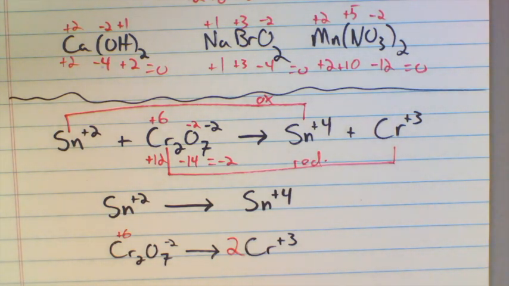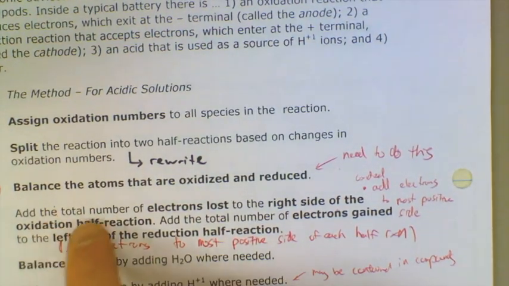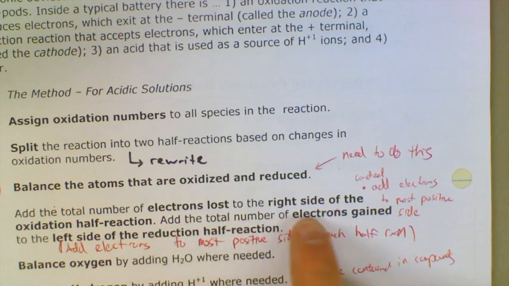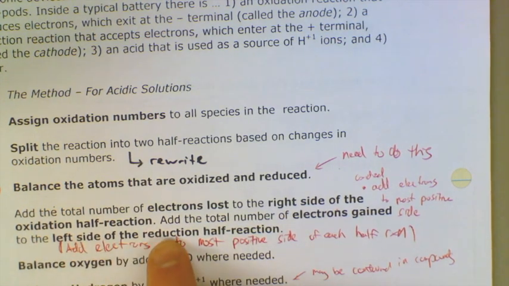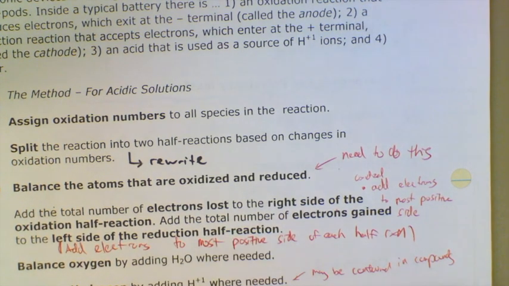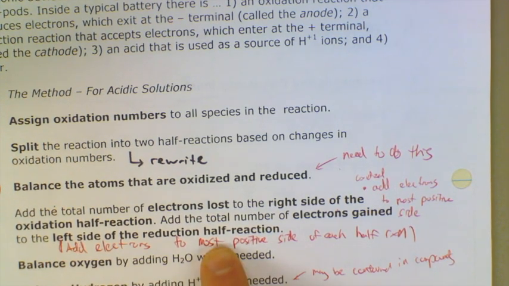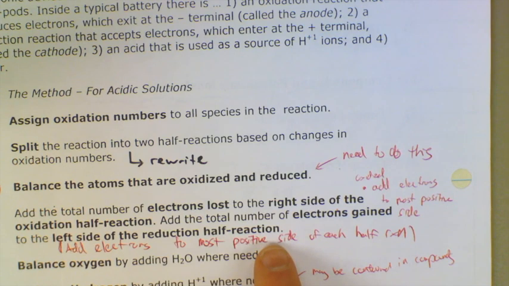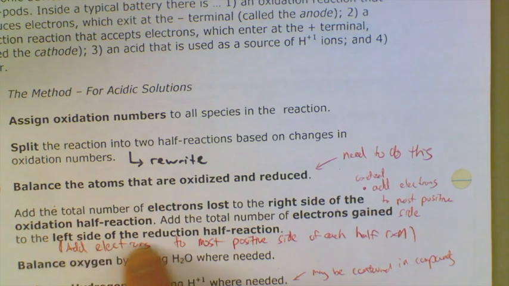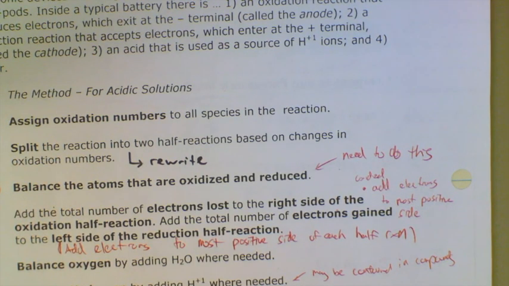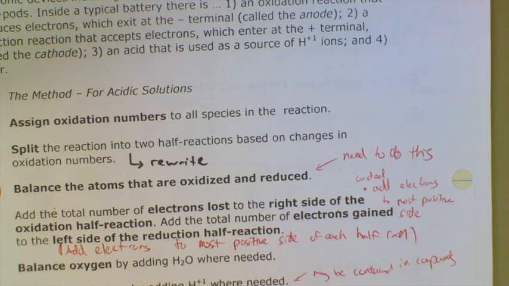Now we're on to step 4. So it says add the total number of electrons lost to the right side of the oxidation half reaction. Add the total number of electrons gained to the left side of the reduction half reaction. And what I want you guys to remember with this step is to add electrons to the most positive side of each half reaction. You might want to write that down. Whichever side is more positive, you're going to add electrons to.